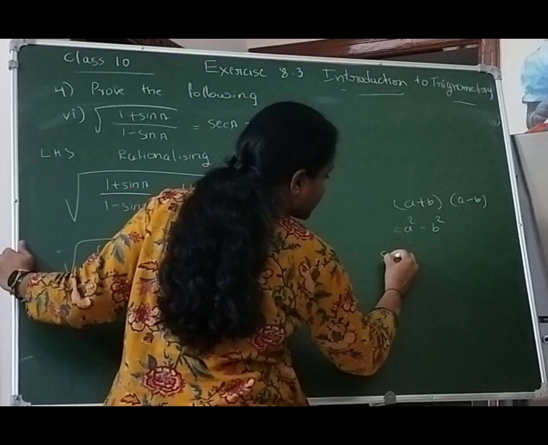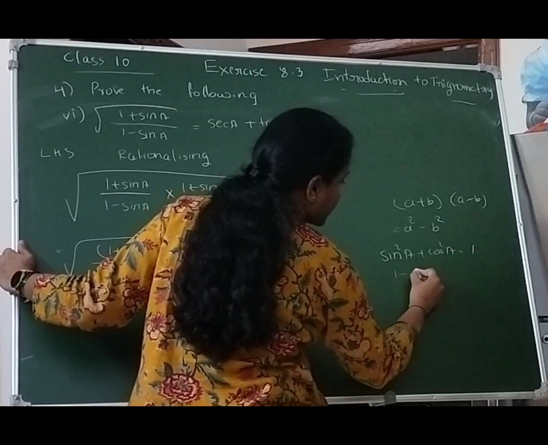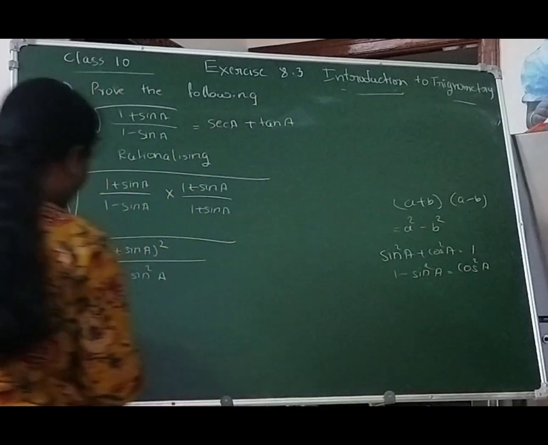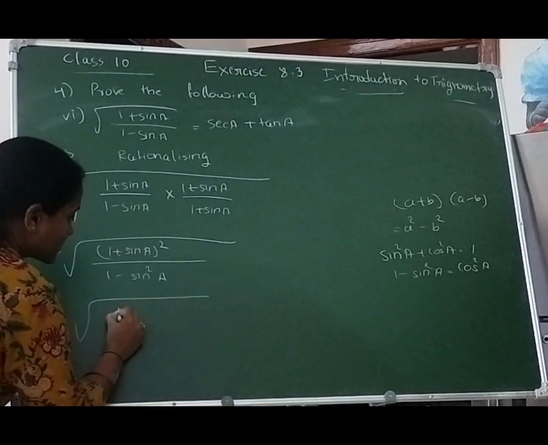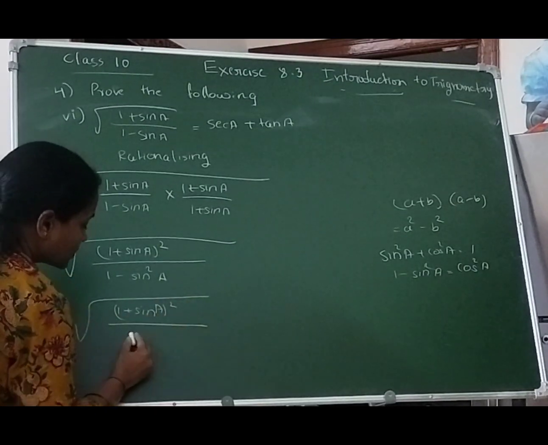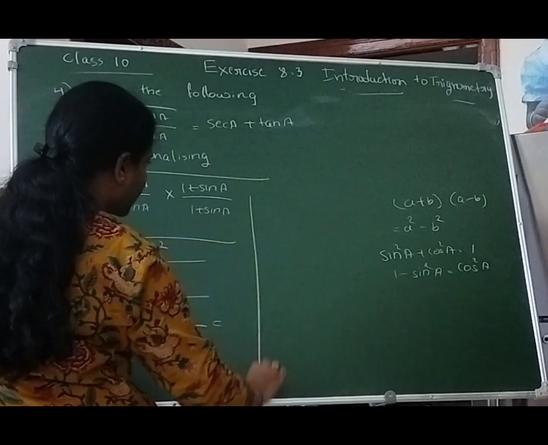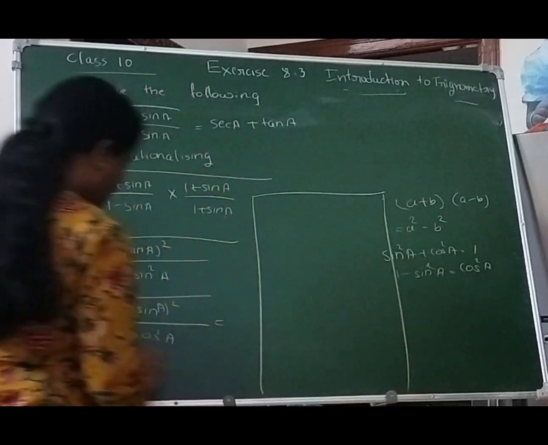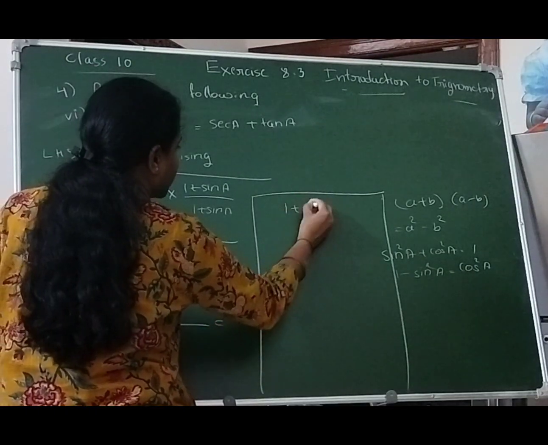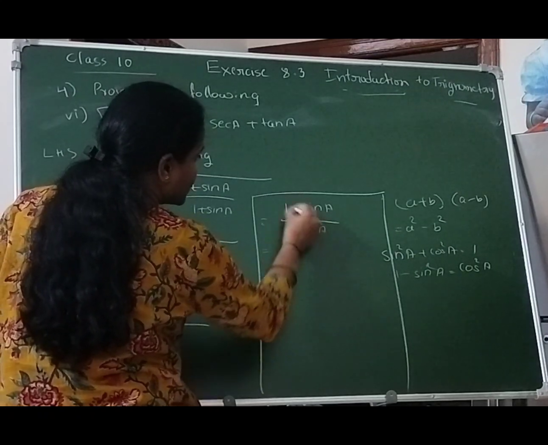But we have the relation that sin square A plus cos square A is 1. So 1 minus sin square A will become cos square A. So we'll substitute that here. So it will become under root (1 plus sin A) whole square divided by cos square A, right? Which is equal to, the square root and square will get cancelled and we'll get the answer as (1 plus sin A) divided by cos A. We need to separate the terms to get the answer.